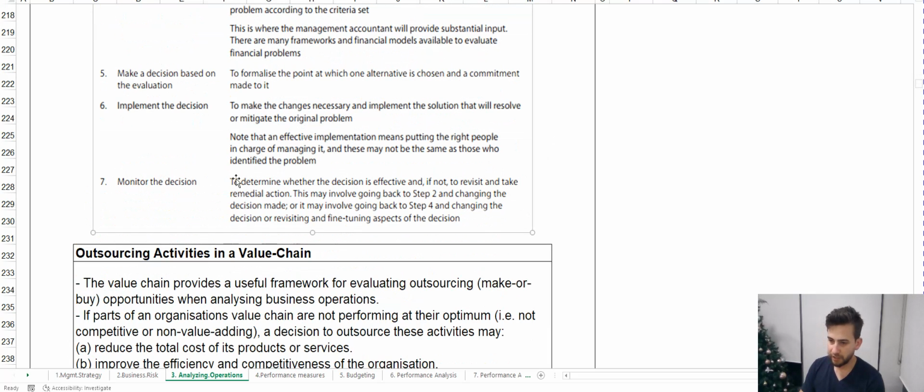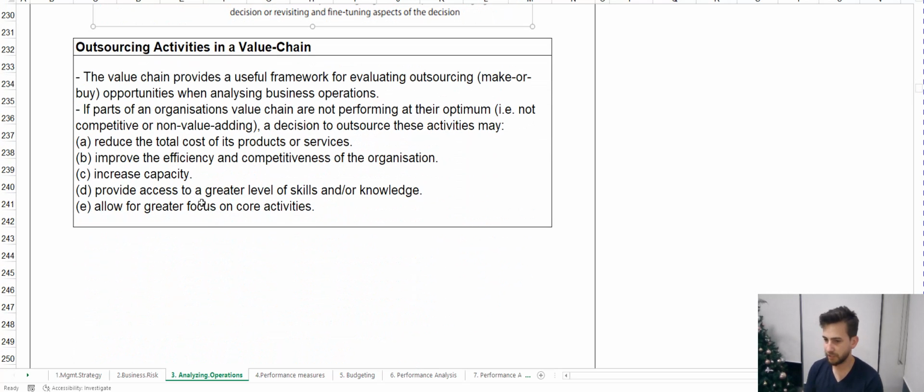Okay, and then make a decision. So you just choose one, formalize which one, and the commitment to it. Number 6 is implement it. So once we've chosen it, actually following through the steps to implement the decision. So it means putting the right people in charge of managing it, which may not be the same people who identified the problem. And then finally, monitoring the decision. Once the decision's effective, coming back, revisiting it, and seeing how it's going. You may need fine-tuning or revisiting or remedial action.